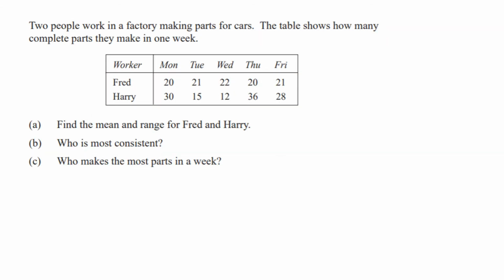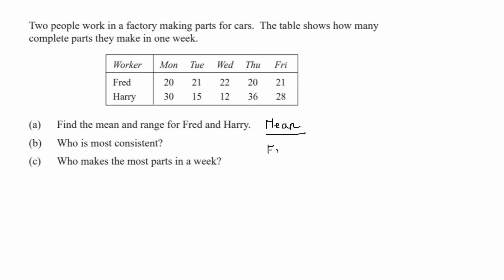2 people work in a factory making parts for cars. The table shows how many complete parts they make in 1 week. So we can see here that we've got 2 workers, we've got Fred and we've got Harry. And it shows us for each of the 5 days that they're at work in a week, how many car parts they make. So let's have a look at question A. Find the mean and the range for Fred and Harry. So let's find the mean first.